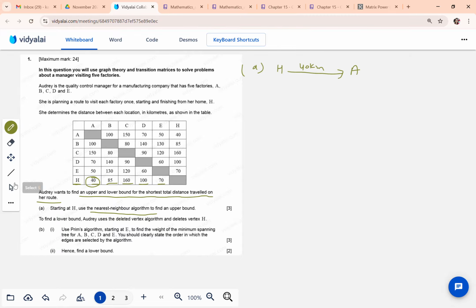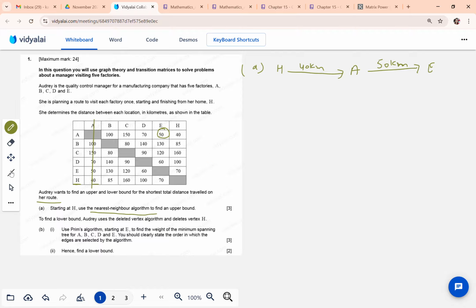Here we just cover a vertex only once. Once A is covered, you can cross this column. We will not consider this again now. Next, from A you will see the nearest vertex again. So this is row A. From here you see the minimum distance. So the minimum distance is to E. So now from A to E it will travel 50 kilometers.